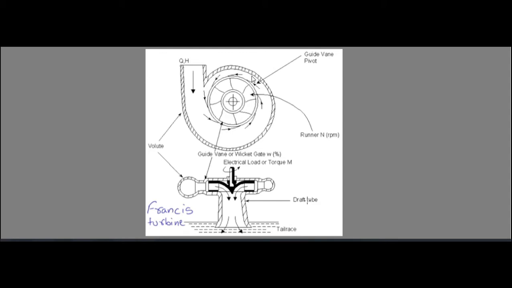Now this is an inward flow turbine. As you can see, these arrows are pointing in the direction of flow. So the flow is going into the radius, into the center, through the radius. So, inward flow.